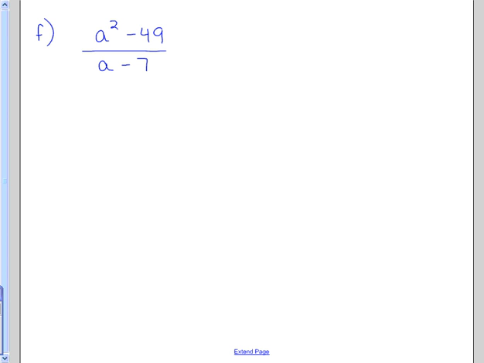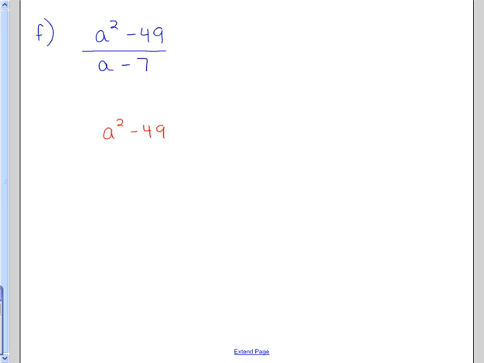Okay, example F is a squared minus 49 over a minus 9. This one has just a little something different that you have to be careful and look for. If you notice, I have a squared minus 49. It's in descending order, but it does not have an a term.